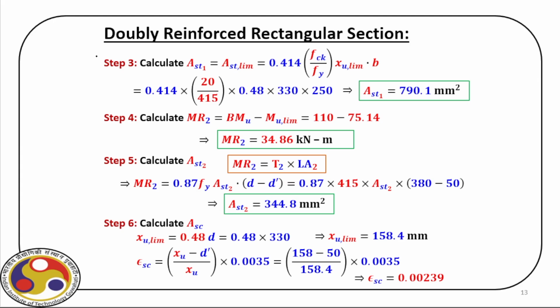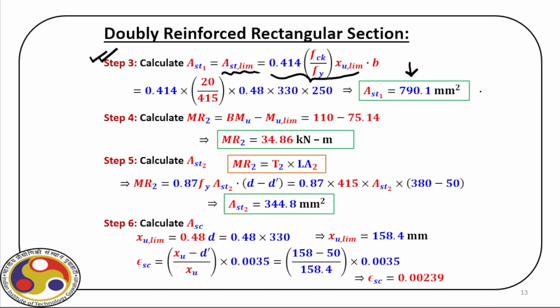So what we do, we calculate the AST1 in step 3, that is for the balanced section. So it is AST lim, and that we can easily calculate. It is 0.414 FCK by Fy times XU limit times B. And from this expression, we find out that the AST1 is 790.1 millimeter square. So now we know the first component of the tension steel.